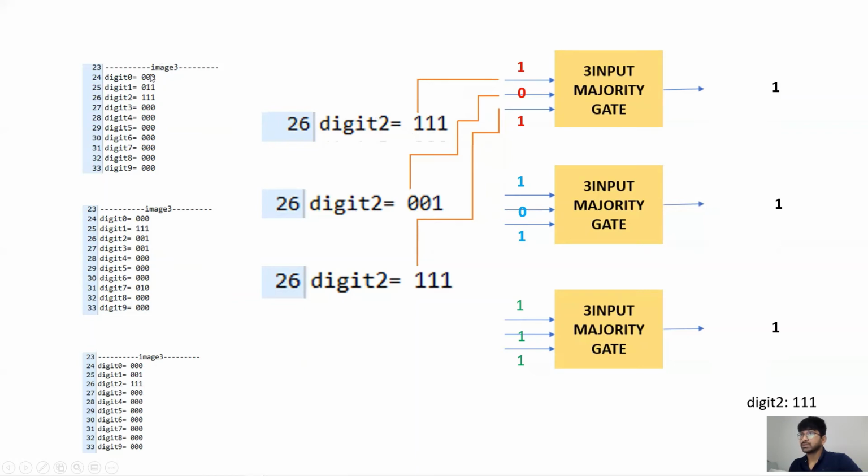So for 9 digits, we have three majority gates each. 3 majority gates multiplied by 9 gives 27 majority gates for each image. We have 27 majority gates, and then these 3 digits are transmitted to the majority gate over here. It is going to give the output based on the majority values. So the final output at digit 2 is going to be 111, instead of 001, which showed in image 3.